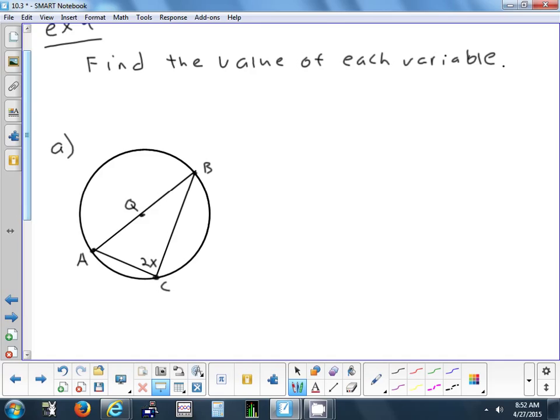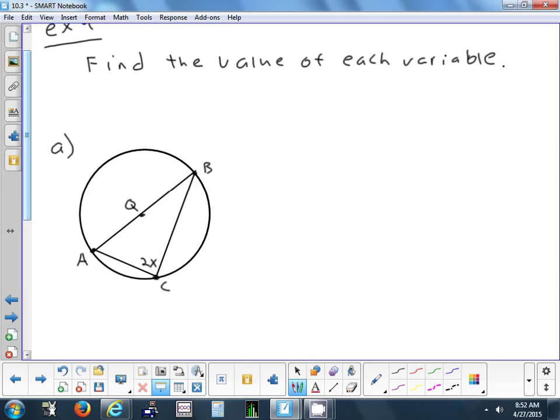Okay, so let's find the value of each variable. What do you know about angle ACB here? There's something special about it. Isn't that 90? Right, we know it's a 90. Okay, how do we know that? It's across from a diameter.